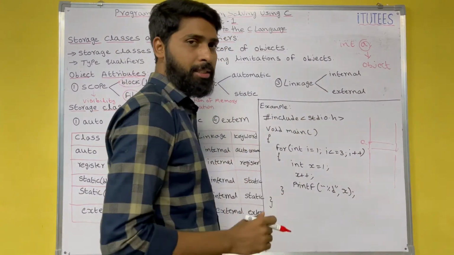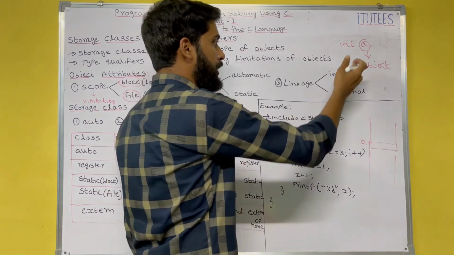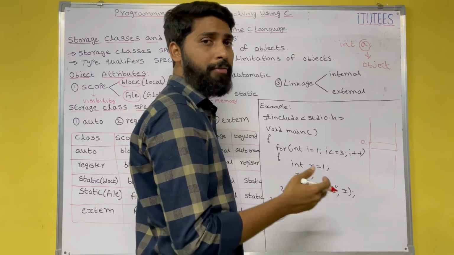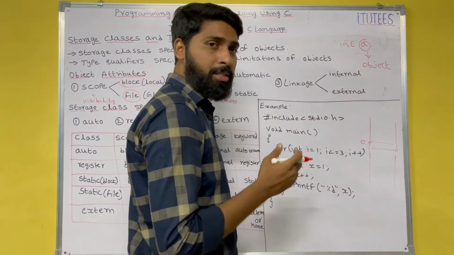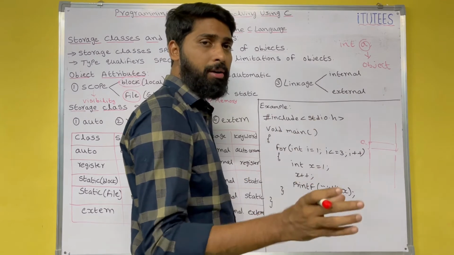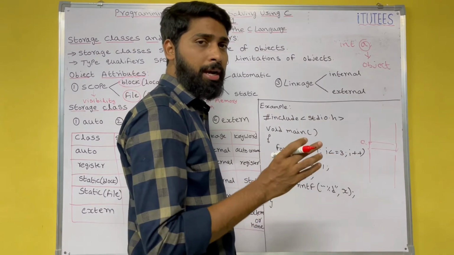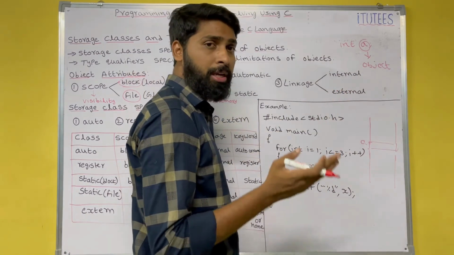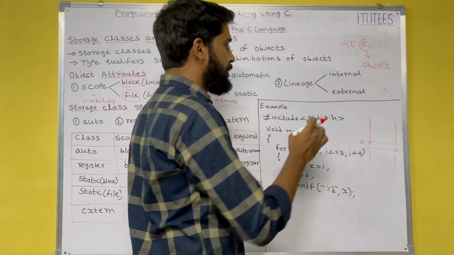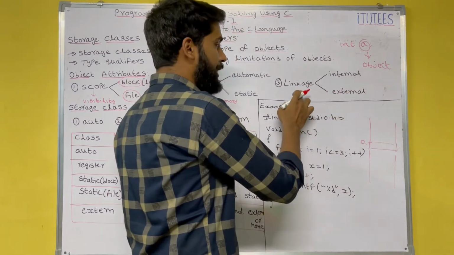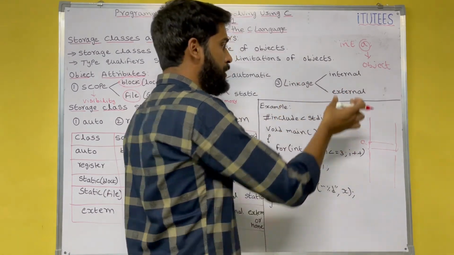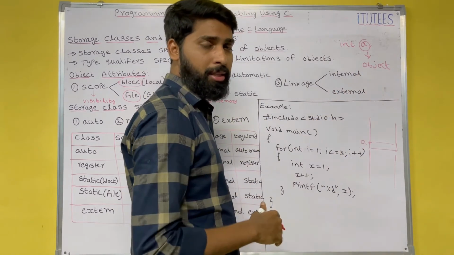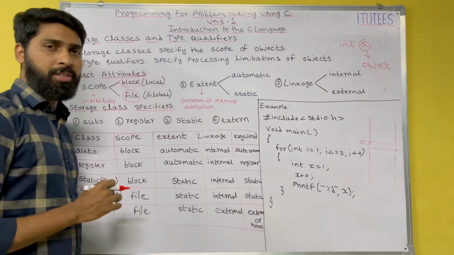And linkage. Linkage is nothing but when the object is declared as internal, it can be accessed within the file only. External means sometimes you divide the problem into modules and each module is linked. At that time you access the variables that are available in another file. That we call external. So linkage is nothing but you access the variables in the internal file, or you can access the variables from another file. So this is about object attributes.